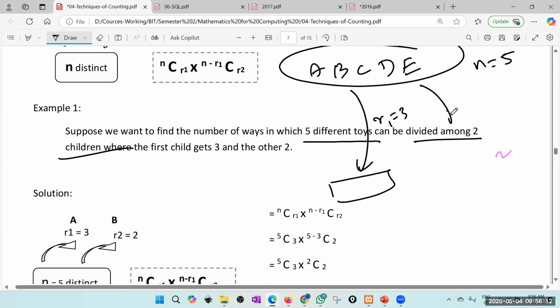Second child gets 2. So how many possible ways can they get the toys?